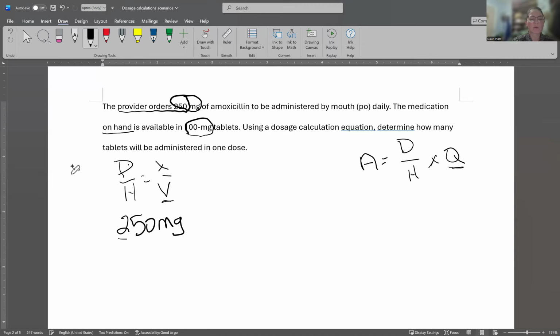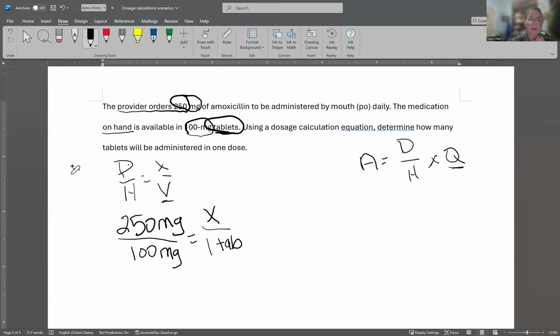So over 100 milligrams equals X. You don't do anything with X right now because that's what you're solving for. But your vehicle, you go back to your scenario and see that it's in a tablet form. So tablet will be one tab. Now we can solve this equation.